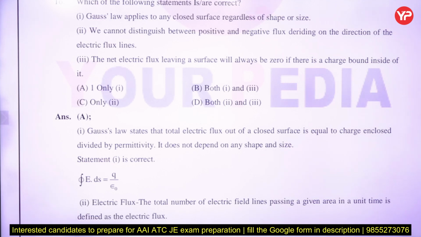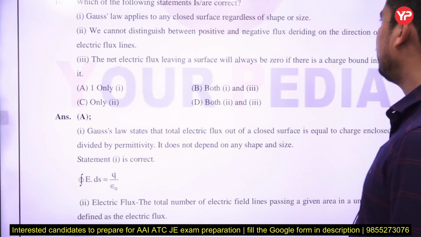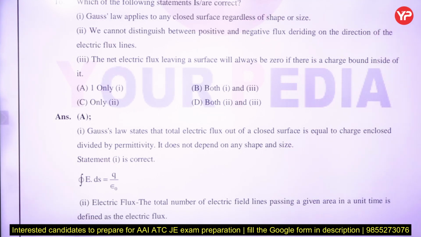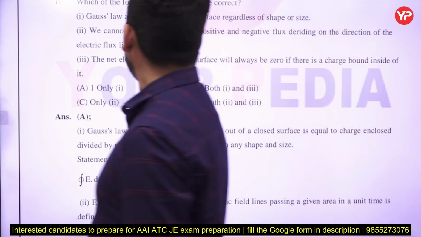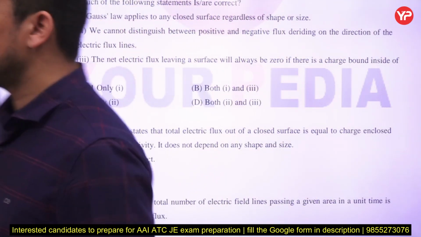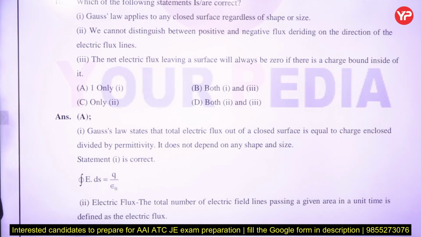We cannot distinguish between positive and negative flux, described on the direction of the electric flux line. See, basically we can distinguish between positive and negative flux. Positive flux is that which is coming out of the surface, and negative flux is that which is going inside the surface, that is called negative flux.